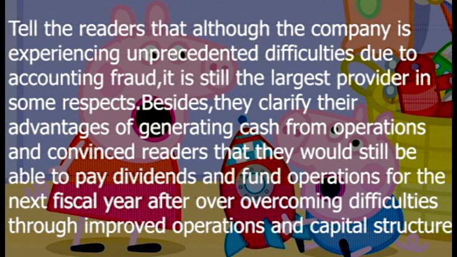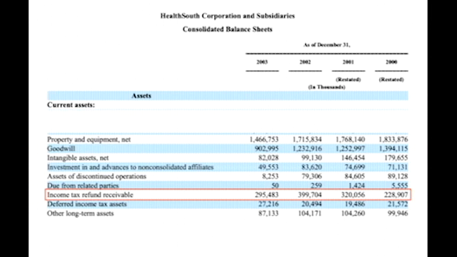Besides, they clarify the advantages of generating cash from operations and convince readers that they would still be able to pay dividends and fund operations for the next fiscal year after overcoming difficulties through improving operations and capital structure. The managers emphasized the company's good prospects, weakening the dilemma caused by earnings restatement.